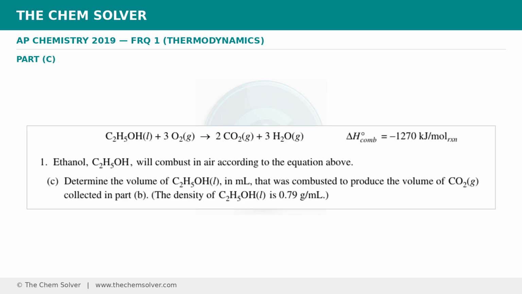C. Determine the volume of C₂H₅OH in mL that was combusted to produce the volume of CO2 collected in part B. The density of C₂H₅OH is 0.79 grams/mL.